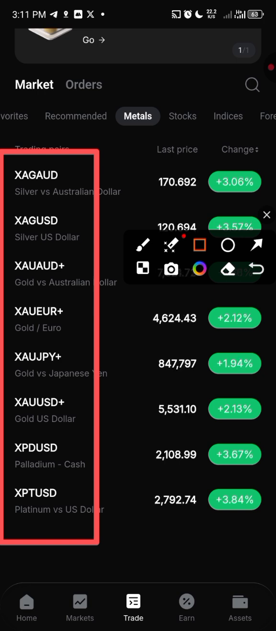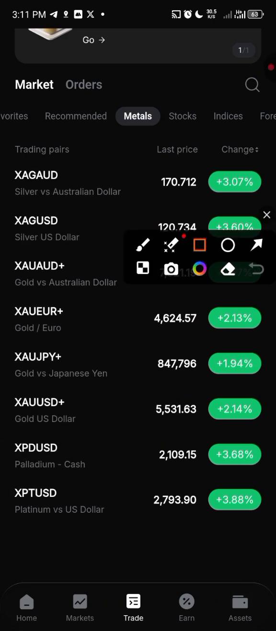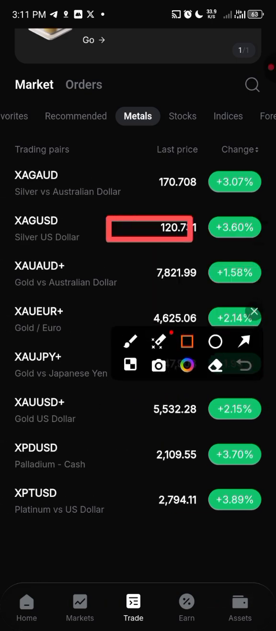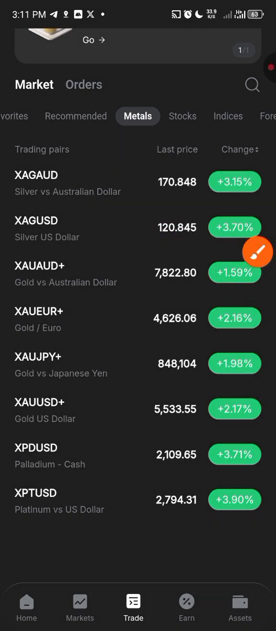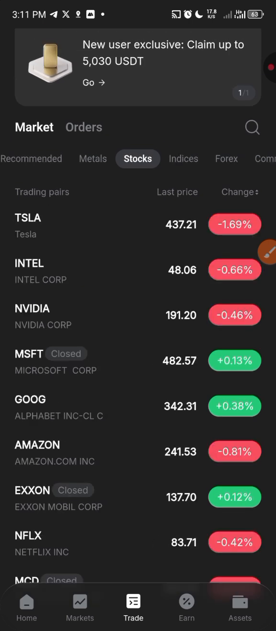If you're trading gold or silver, wow, silver is really high right now. It has gotten to 120. You can see it right there. So we can see that they are still surging up. So you can choose any one that suits your trading and then you trade with it. So now that we are here, let's go to stock again and see what we have in stock.